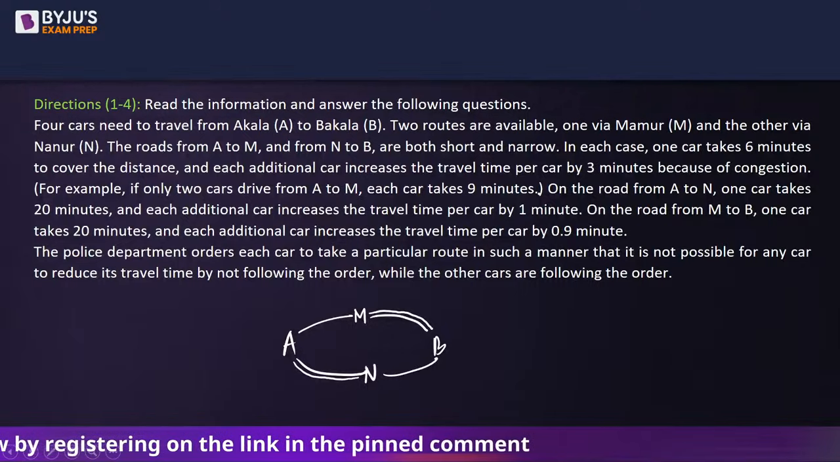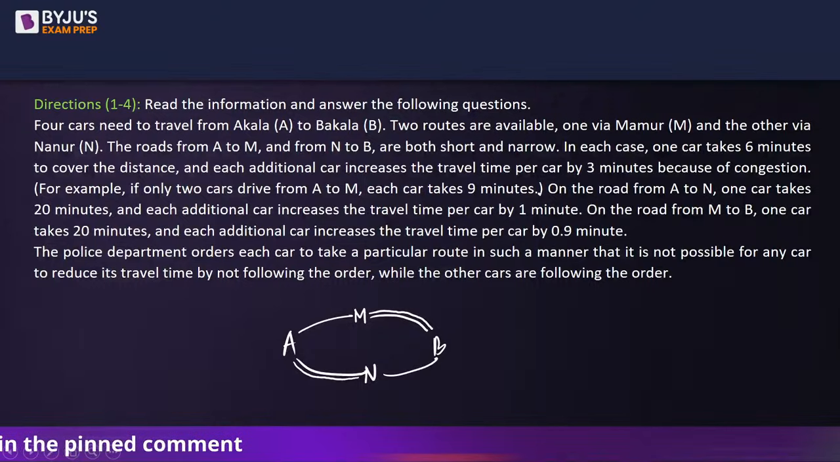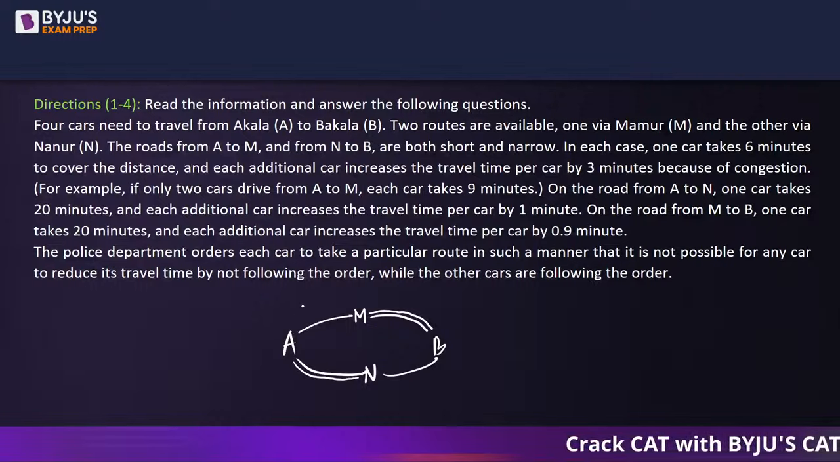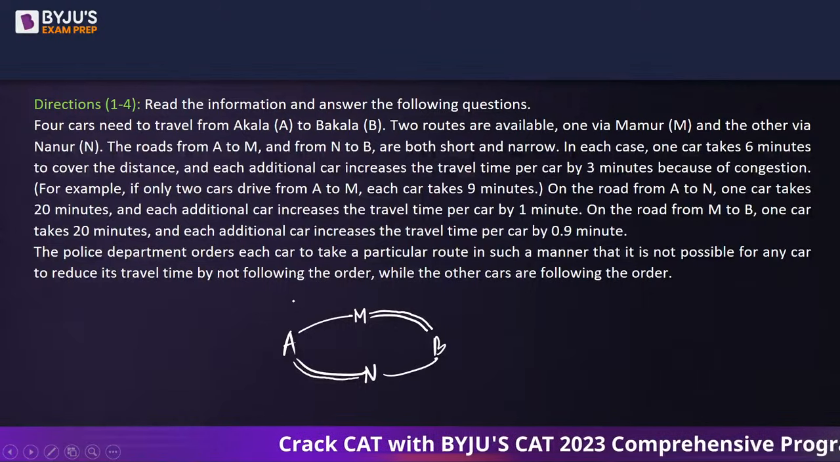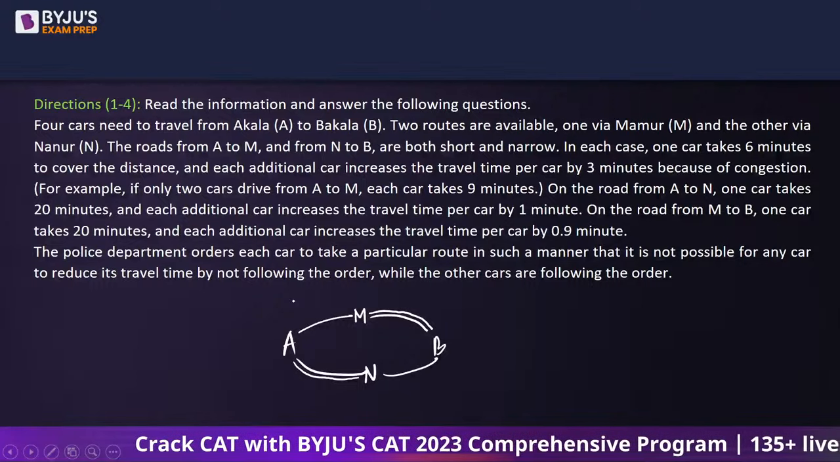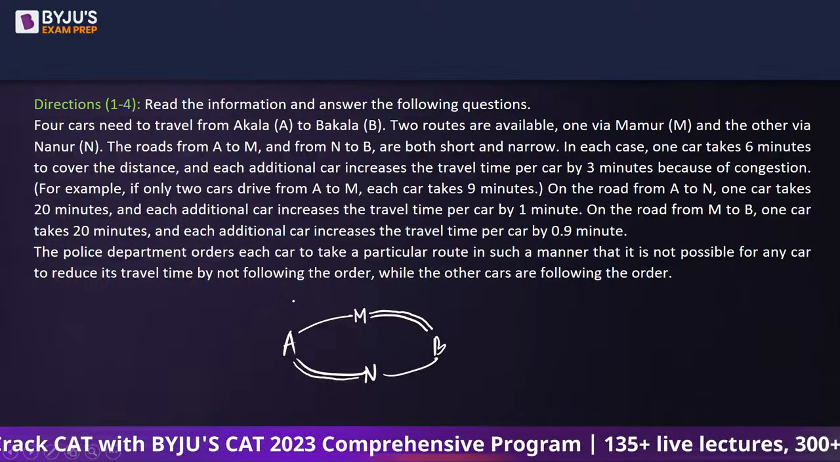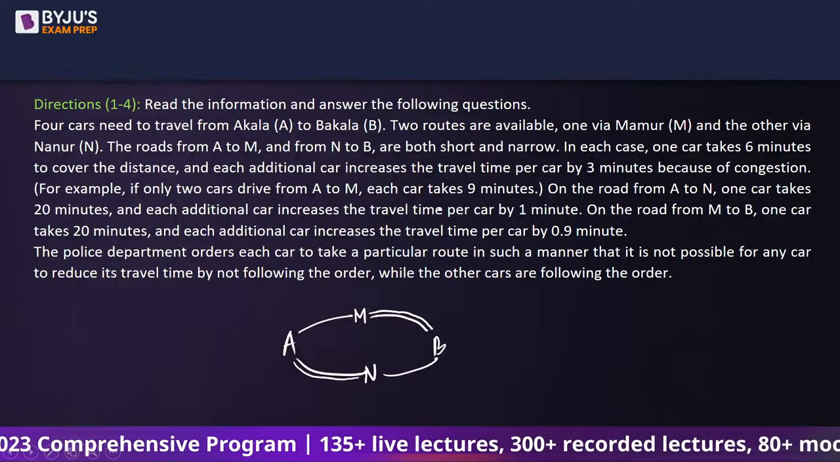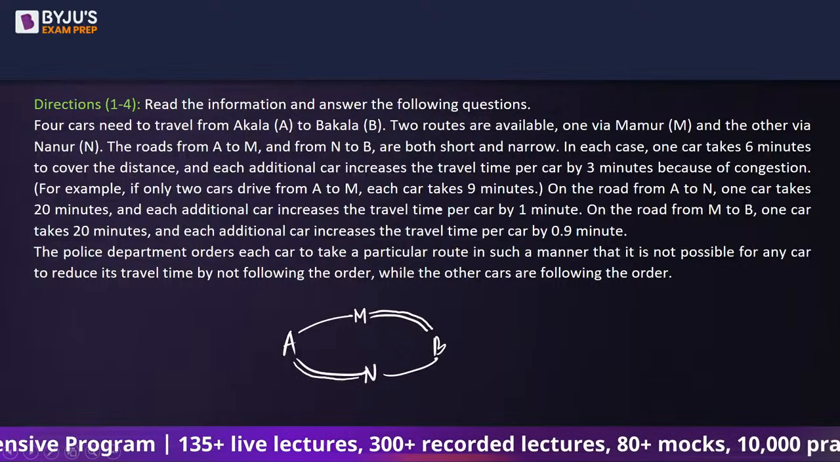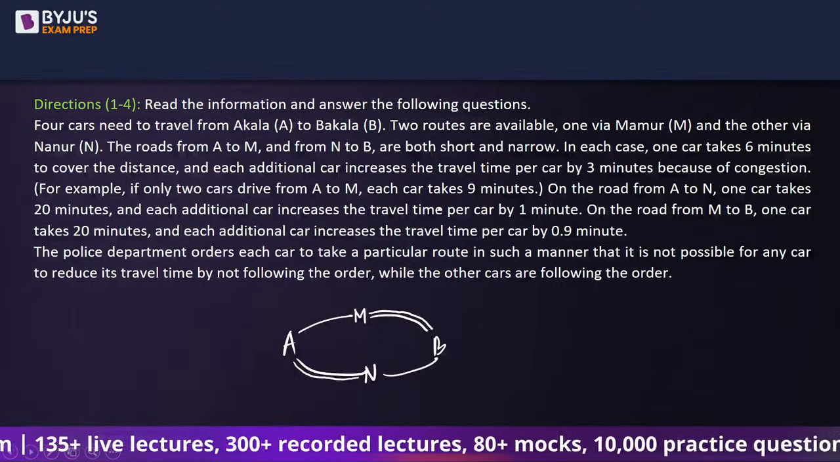In each case, one car takes 6 minutes to cover the distance, and each additional car increases the travel time per car by 3 minutes because of congestion. So if I have only one car going, it takes 6 minutes to cover our distance, and every additional car takes 3 minutes extra. For example, if only 2 cars drive from A to M, each car will take 9 minutes. So it's not that the first car will take 6 minutes and another car will take 9 minutes. No, both the cars will take 9 minutes each.